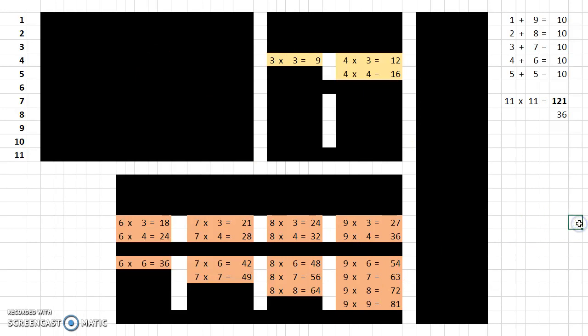Now that we remove all the doublets, all the doubles, so we simplify it even further, there's only 21 numbers left, equations to actually learn. So 1, 2, 3, 4, 5, 6, 7, 8, 9, 10, 11, 12, 13, 14, 15, 16, 17, 18, 19, 20, 21. Yes, 21 numbers, a much easier number to work with than 121.